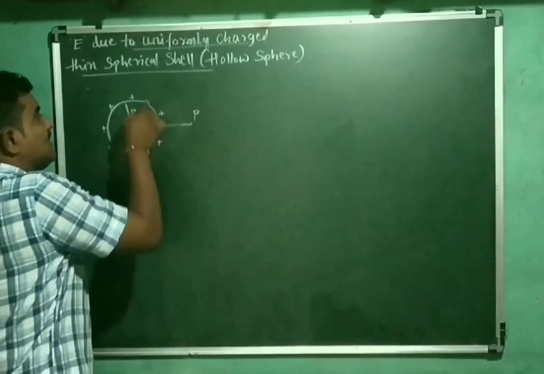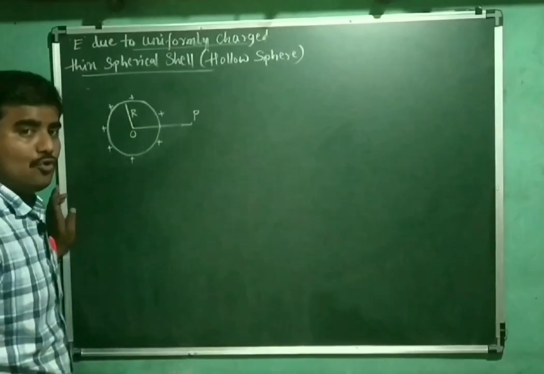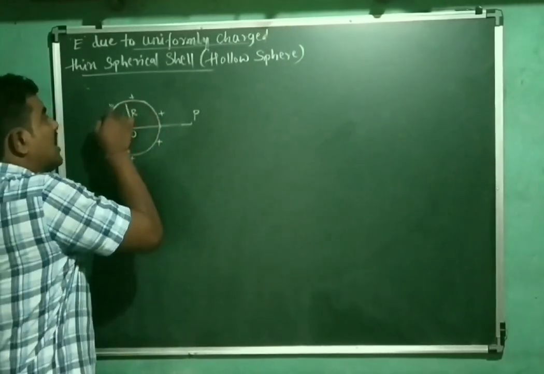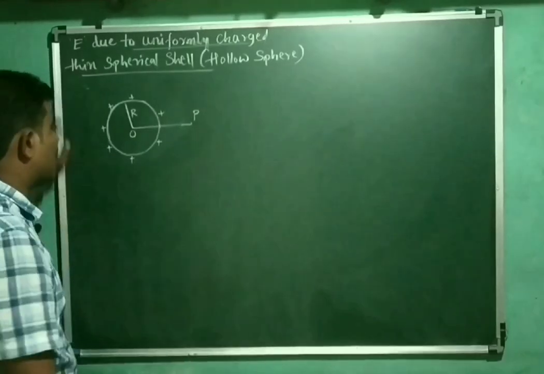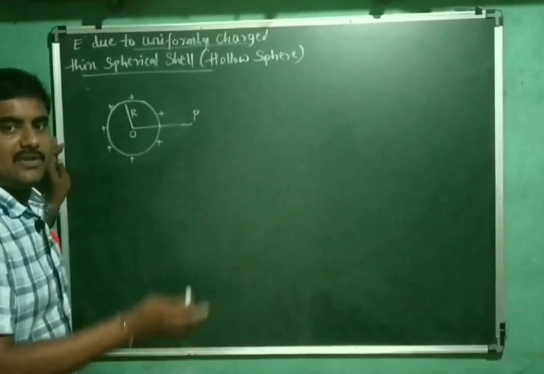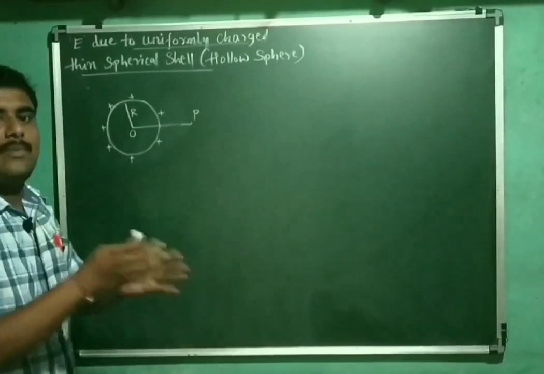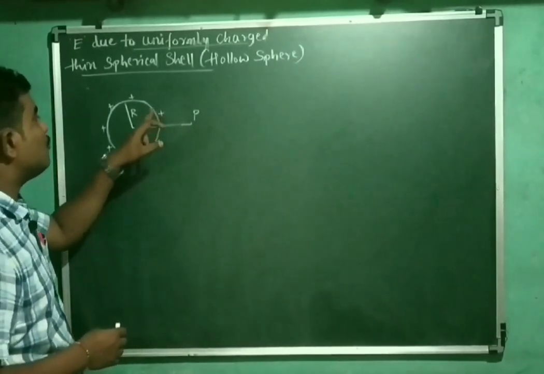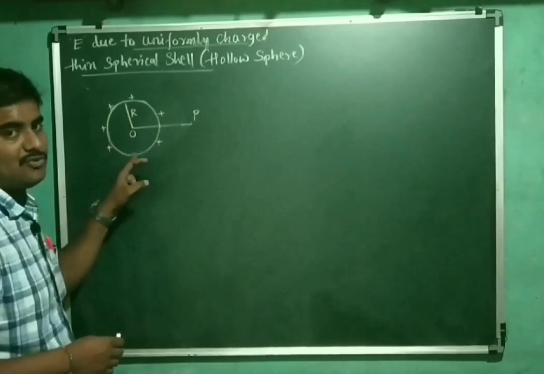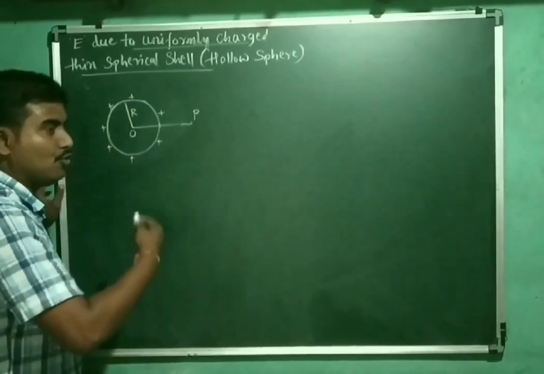Since it is a conducting sphere, due to repulsion, all these positive charges are located on the outer surface of the conductor. Beyond the outer surface they cannot move because there will be air, and air is an insulator. Therefore, these charges locate on the outer surface of the conductor due to repulsion.